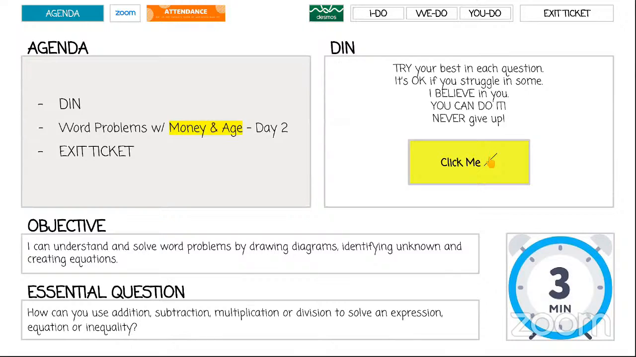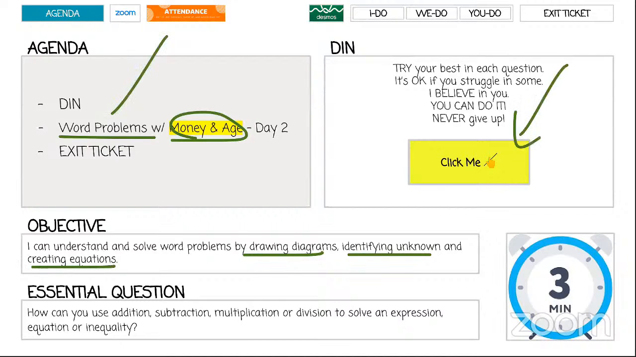Let's start with today's lesson. Today, we're going to talk about word problems about money and age. It's very common in math. So the objective is: I can understand and solve word problems by drawing diagrams, identifying unknown things, and creating equations. Okay? Let's move on to the next slide.